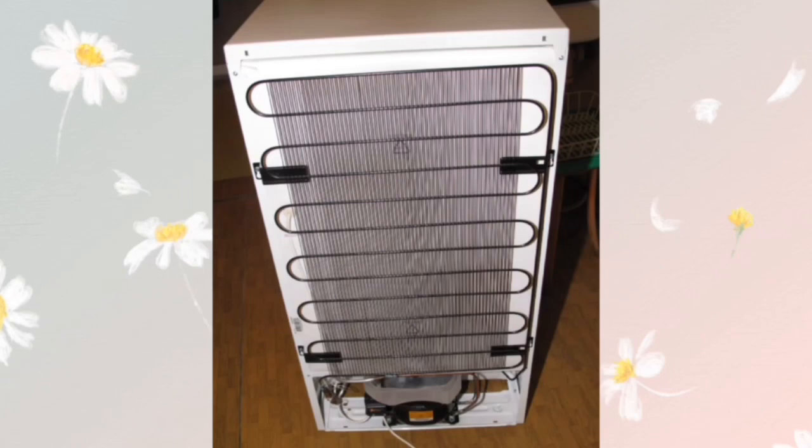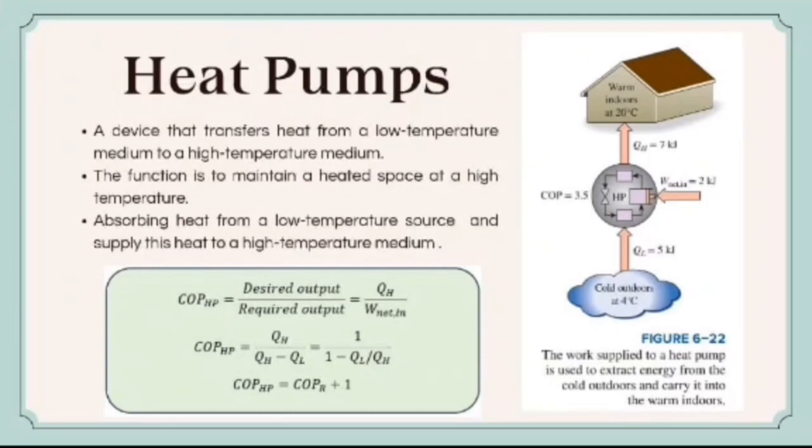So this is actually how the system looks from the back of the refrigerator. And now we move on to heat pumps. What is a heat pump? A heat pump is a device that transfers heat from a low temperature medium to a high temperature medium. It has the same cycle as the refrigerator but differs in its function. The function is to maintain a heated space at high temperature by absorbing heat from a low temperature source such as well water and supply this heat to a high temperature medium such as a house.